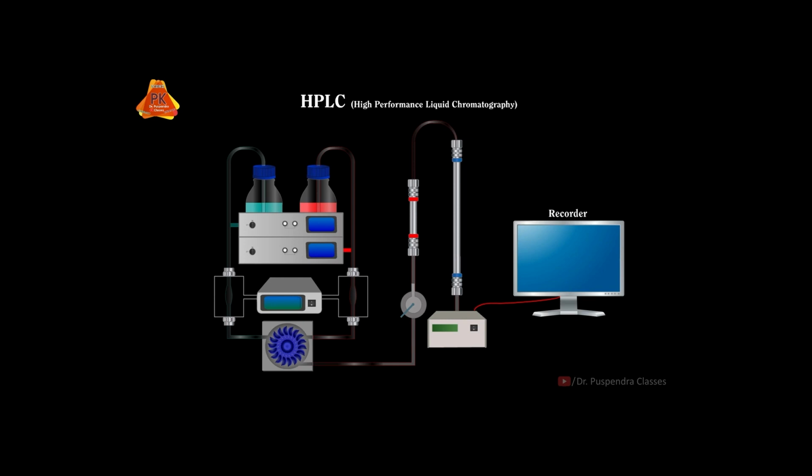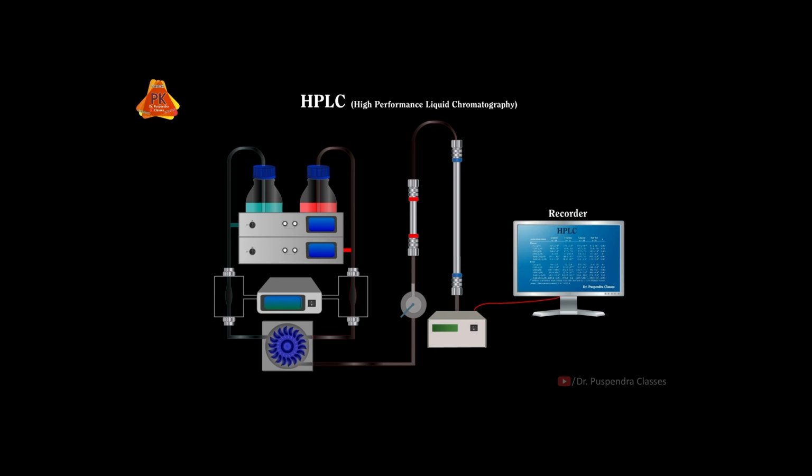Now let us discuss the working of this HPLC instrument. First we will start the HPLC instrument. Then all parameters will be entered by the help of available HPLC software. And these parameters are solvent ratio, flow rate, runtime, type of elution, etc.